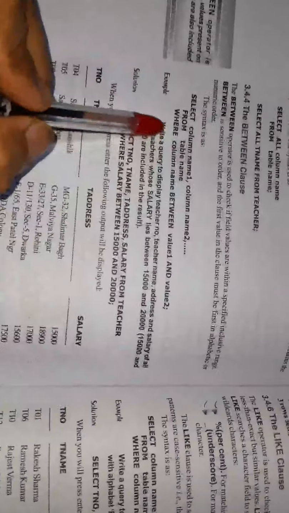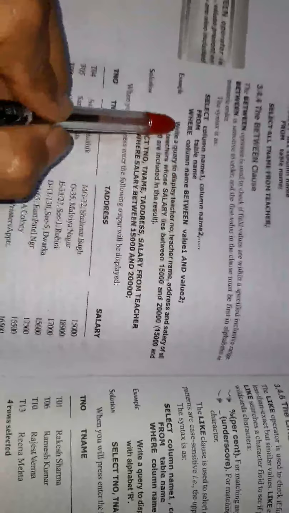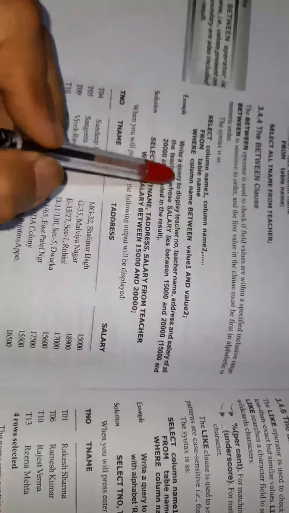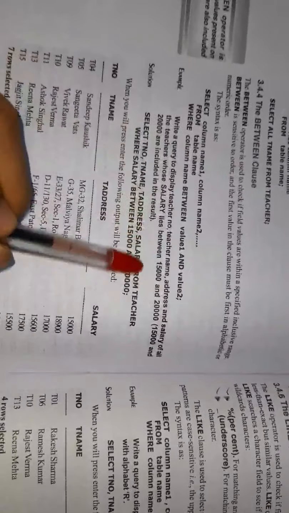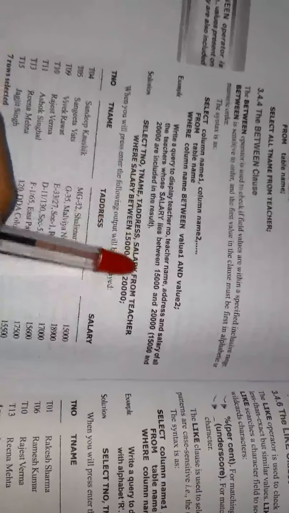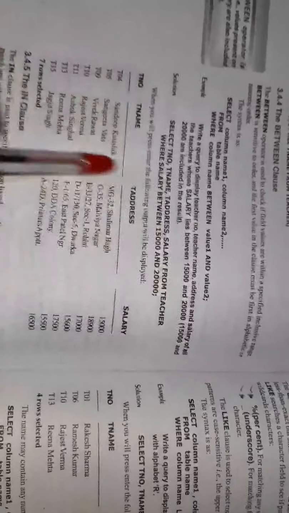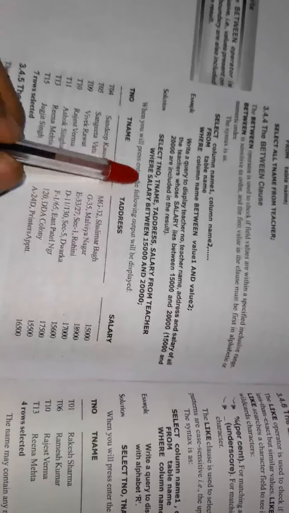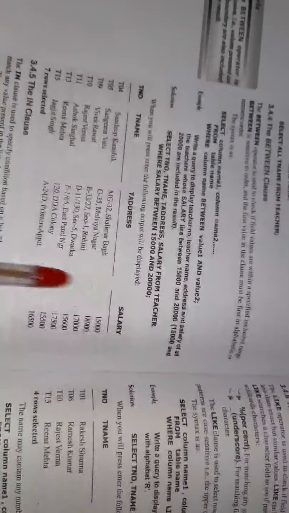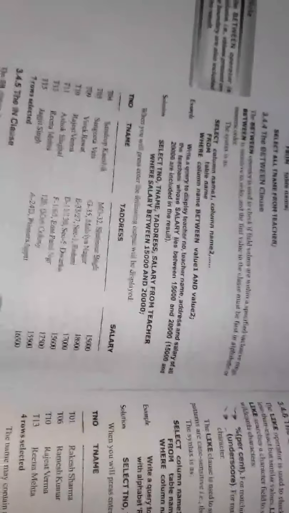Now if you want to display all the teacher columns, in that case it will be select star from teacher where salary between 15,000 and 20,000. So other columns which are not included here will also be displayed, like suppose there is a designation, job, hire date, and so on.